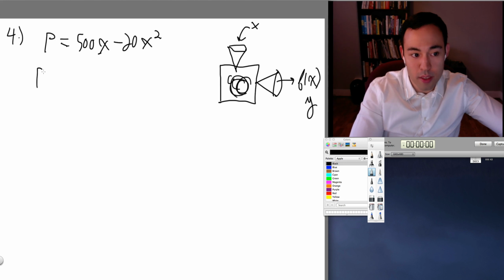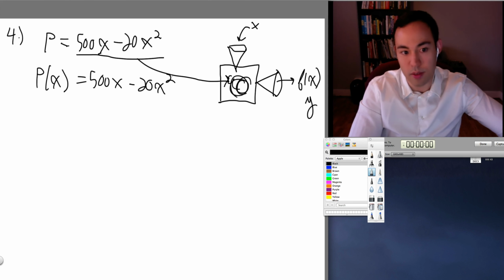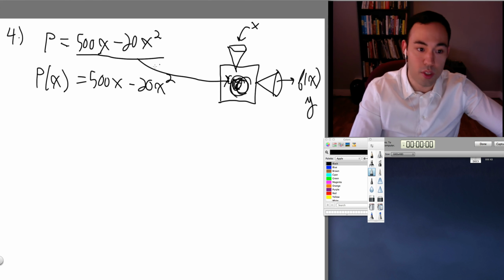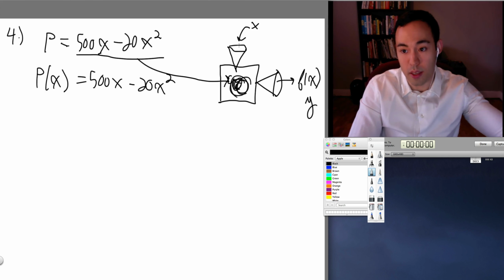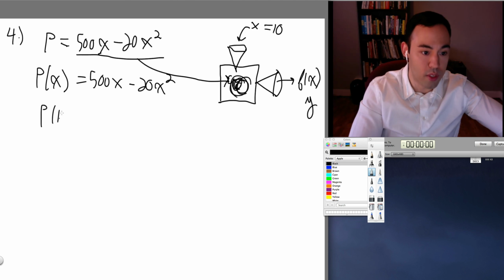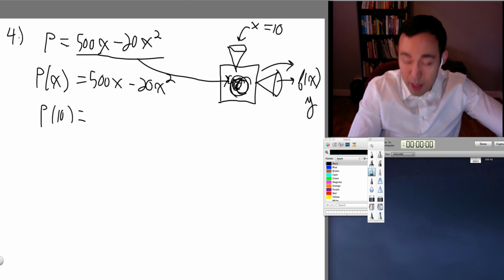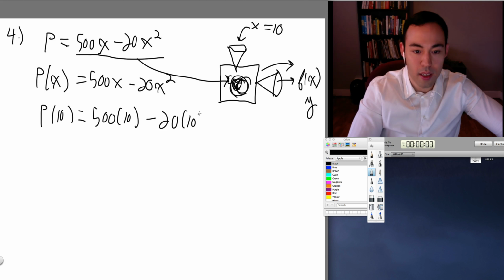Even though the SAT doesn't write it this way, this is essentially saying P of x equals, and then this is what's in the box. This is the actual machinery in the box, the gears of x's and y's and multiplication and addition and raising variables to powers, all that stuff going on in the box. And x is what goes in, and they give us x. The x's are how many machines are produced in a day. So x equals 10. Let's put 10 into the box, so P of 10, and see what comes out: 500 times 10 minus 20 times 10 squared.